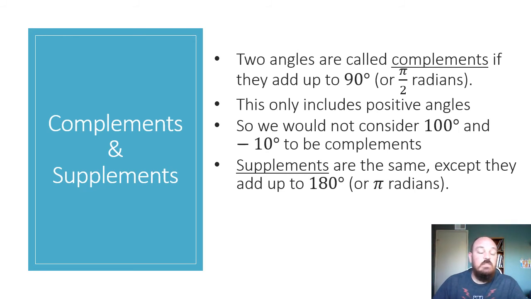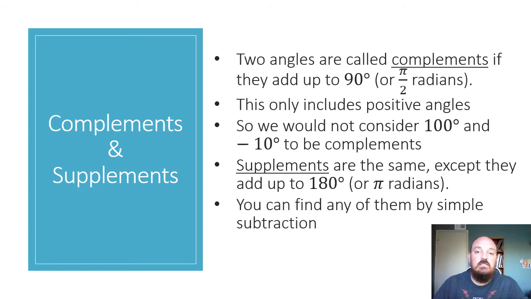And then supplements are the exact same thing in every way, except they are two angles that add up to 180 instead of 90. And that would be pi in radians instead of pi over 2. So basically, if I give you a question where I ask you to find a complement or a supplement, it's always done by subtraction. If it's degrees, you just got to figure out which one. If I ask for a complement, subtract from 90. If I ask for a supplement, subtract from 180. If it's radians, and I ask for a complement, you subtract from pi over 2. And if I ask for a supplement, you subtract from pi.